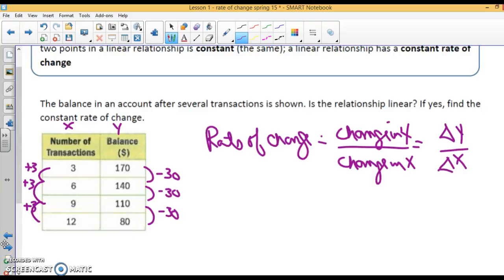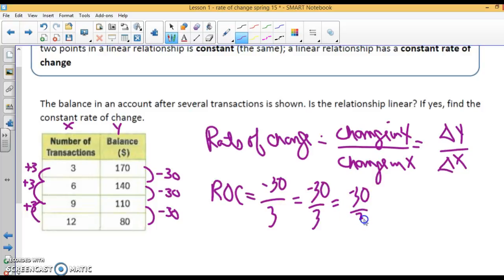So do we have a constant rate of change? Yeah, we do. Because our rate of change is going to be negative 30 over 3. That is negative 10.